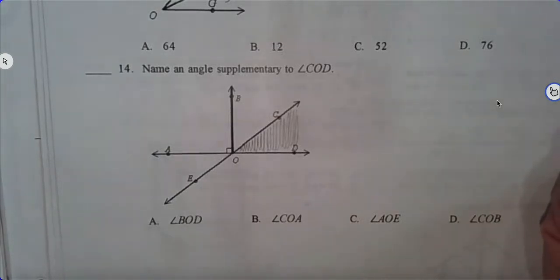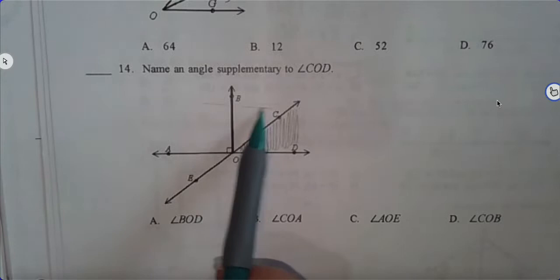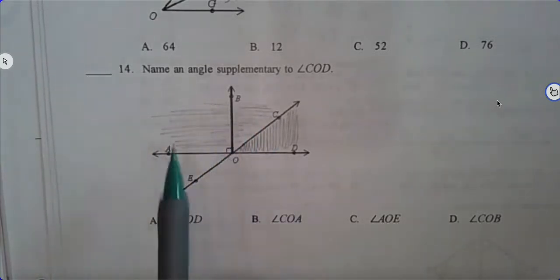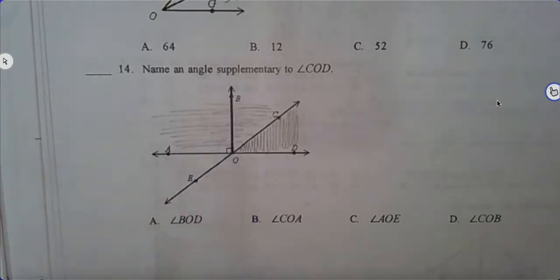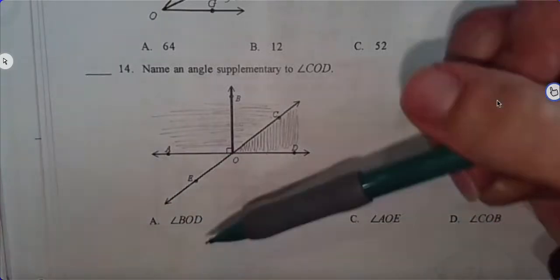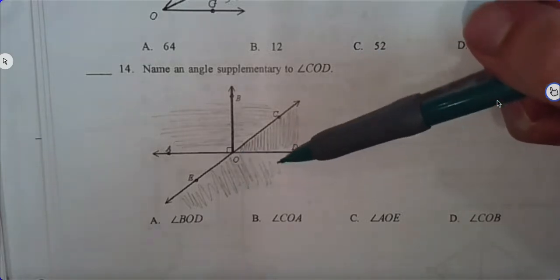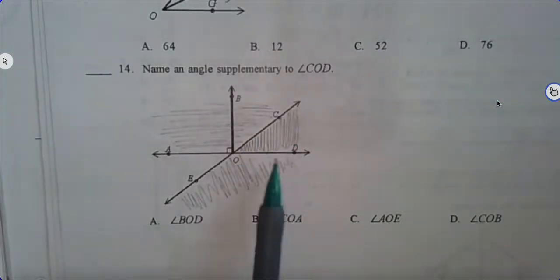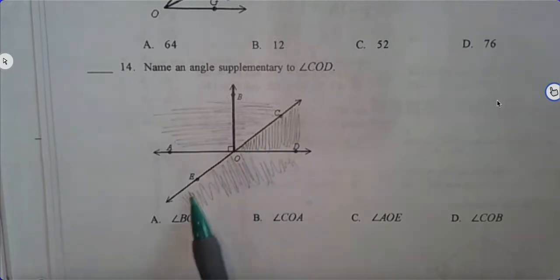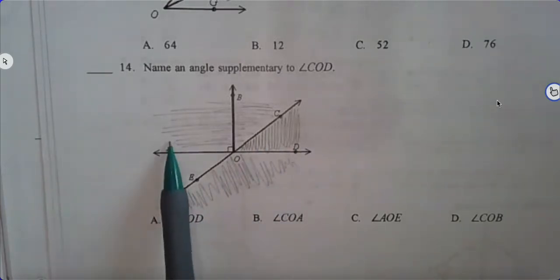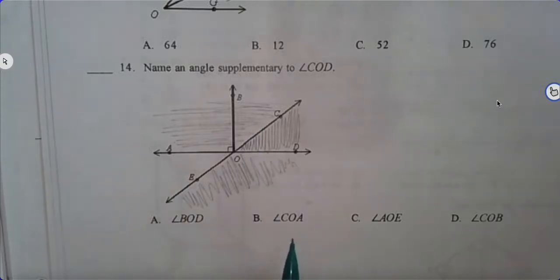COA. Okay, yeah. COA. Let me color COA. If these two are together, does it make a straight line? Yes. Another one would have been EOD, because from here to here would make a straight line. But is EOD even an answer? No. We just have to see, okay, AOC or COA.